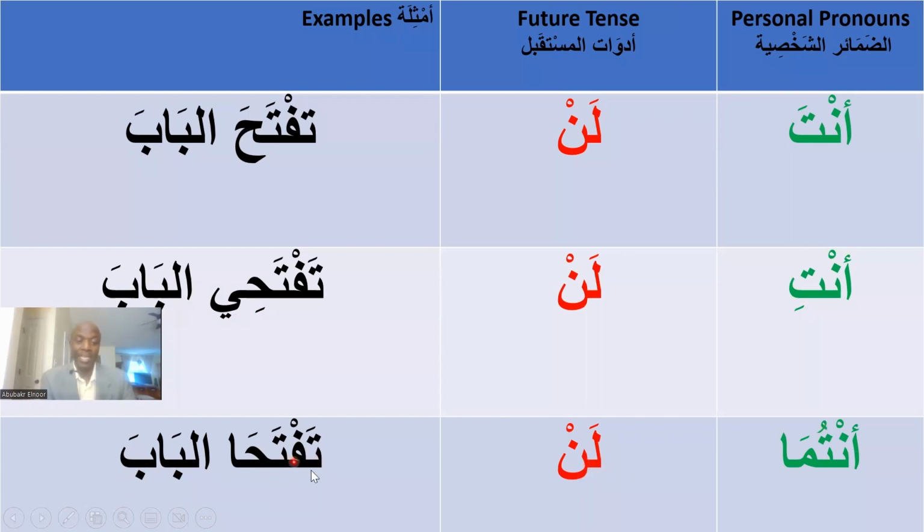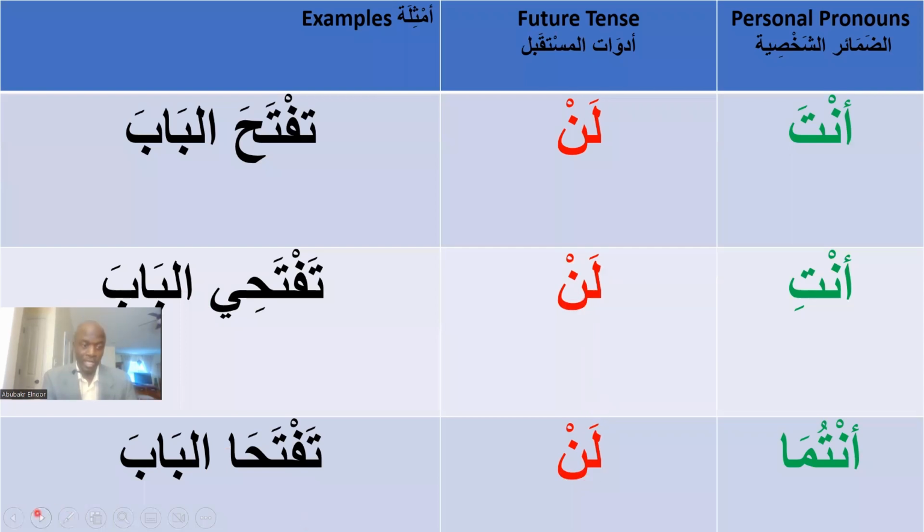So the present tense conjugation for fataha for dual is taftahan. The noon is also dropped because we are using lan. So the noon is dropped from here. There are no two noons here, only the noon of the lan.